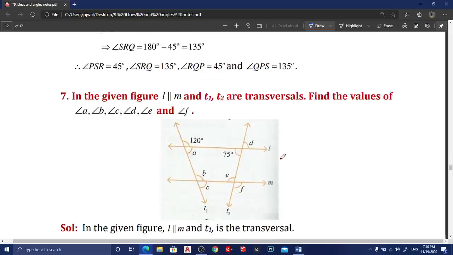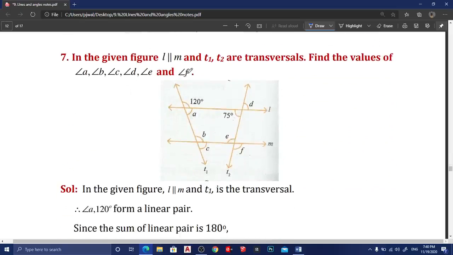Now we are going to the seventh problem. In the given figure, L is parallel to M, and lines T1 and T2 are transversals. Now you have to find the values of angle A, angle B, angle C, angle D, E, F. All these angles you have to find out. If we observe this figure, these two transversals are forming two different types of angles because one is slanted to the left side and the other is slanted to the right side. So they will form different angles. So you have to find out all the angles.